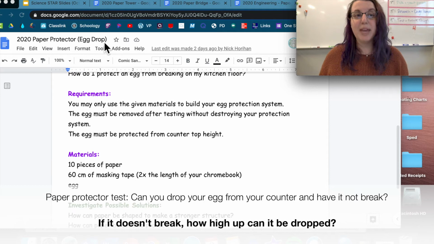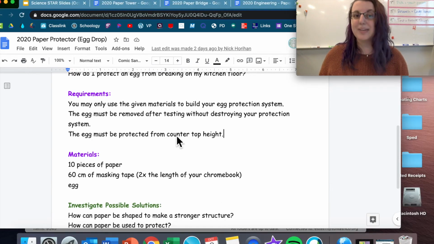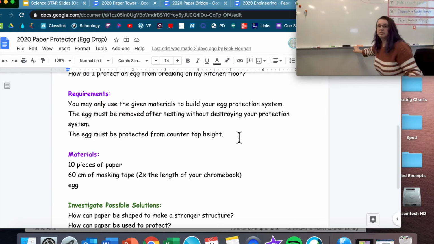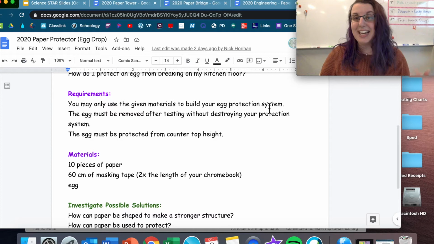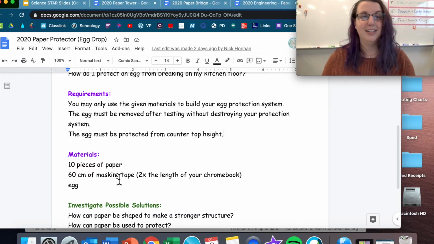And then for the paper protector or your egg drop, you are seeing if you can make something that will protect the egg from breaking or cracking from countertop height. Meaning you're going to set it on the edge of your counter and see if it cracks. Now, something that came up in class today, you cannot use a hard-boiled egg. You have to use a raw, crackable egg. It was a good try for some of my students.